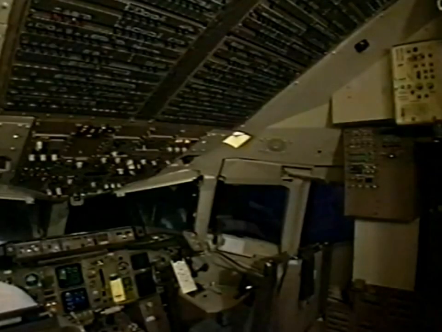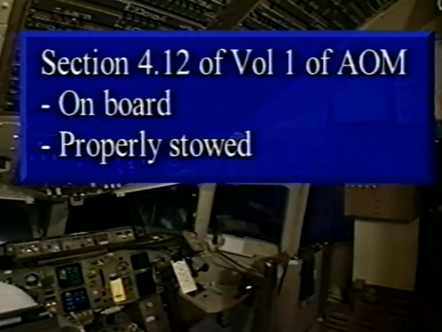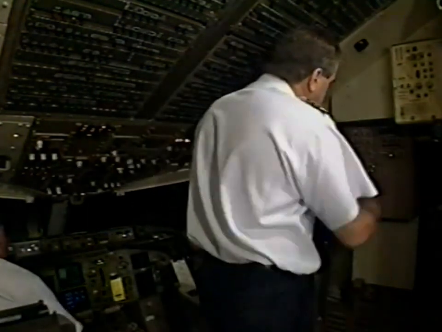After returning from the exterior pre-flight, the first officer ensures items listed in Section 4.12 of Volume 1 of the AOM are on board and properly stowed. The pre-flight then commences at the accessory panel.